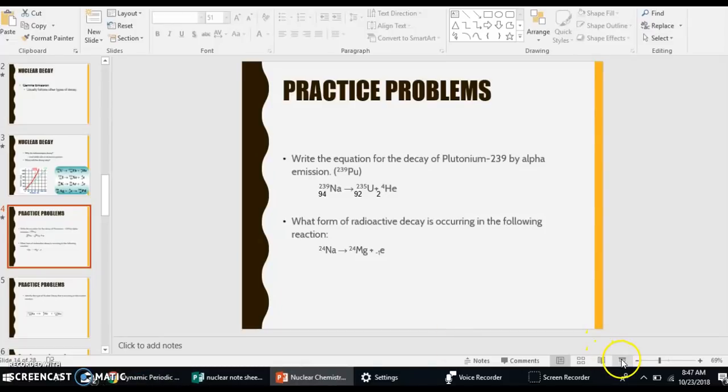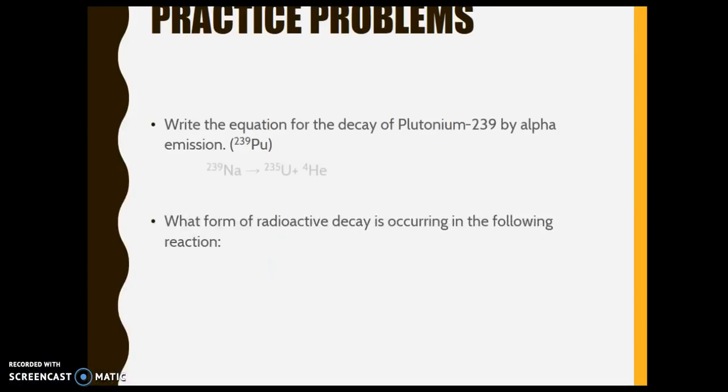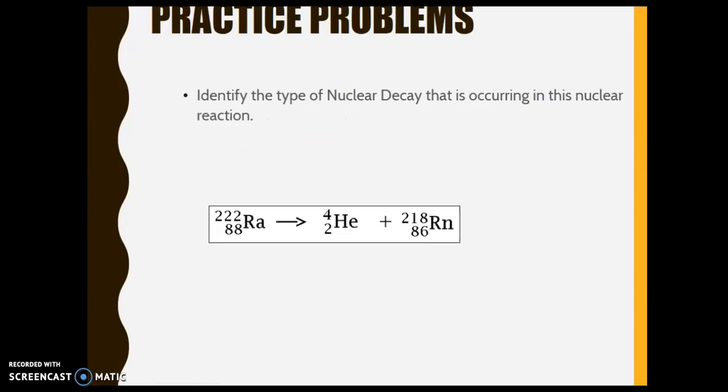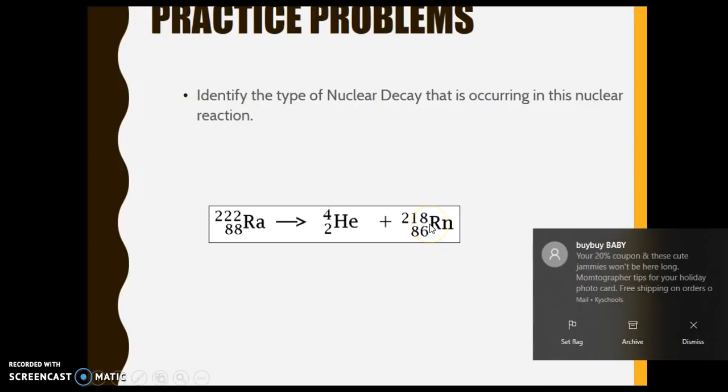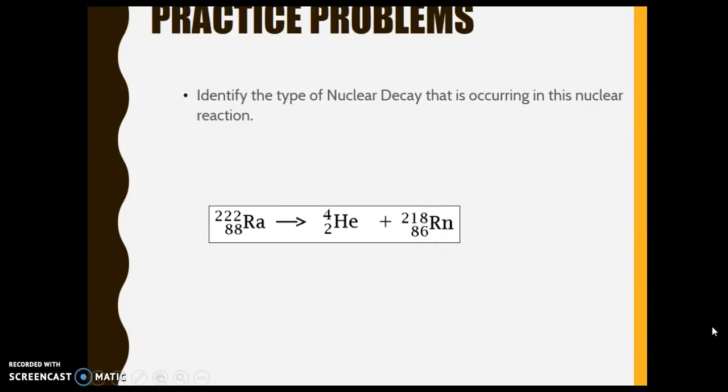Okay. Next question, what form of radioactive decay is occurring in the following reaction? If we look at our products, we see that it produces an electron, and we know that that must be beta. Here's another, identify the type of nuclear decay that is occurring. If we look, we started with radon, created helium, and so that must be alpha decay.